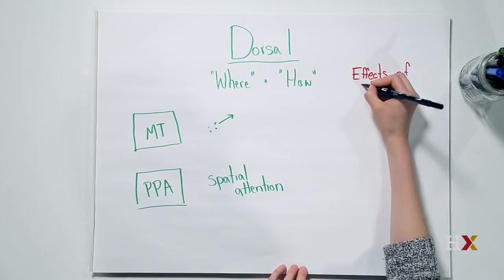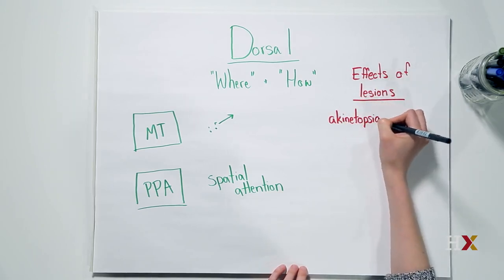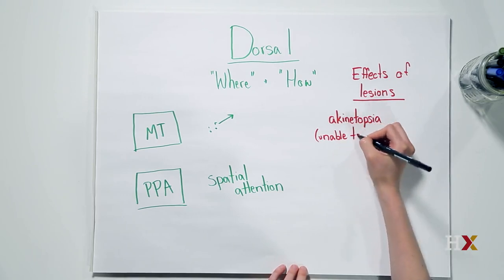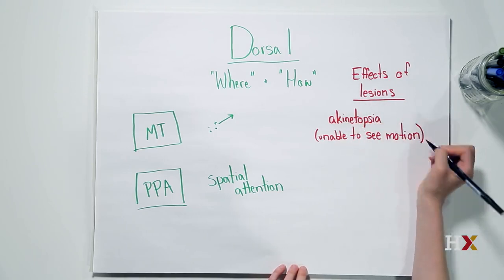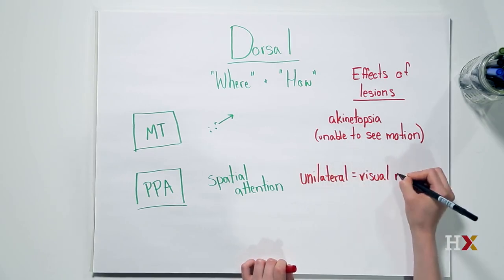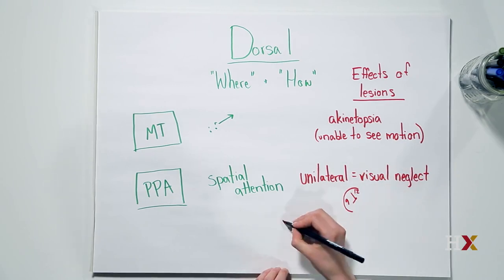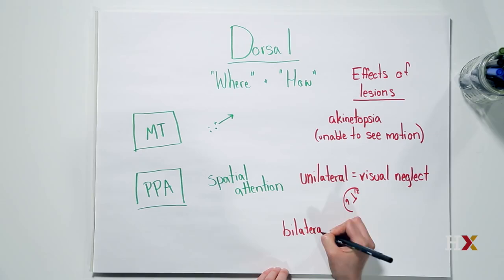In MT, lesions result in akinetopsia, or the inability to detect motion. Affected patients see the world as a series of snapshots. In PPA, a unilateral lesion causes visual neglect, where the patient does not perceive part of the world. Bilateral lesions in PPA cause Balint syndrome.